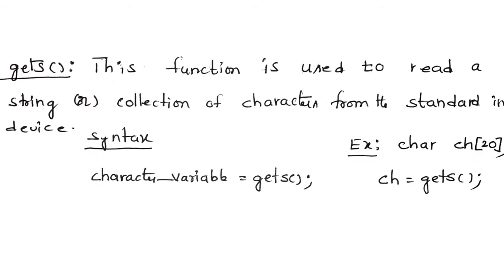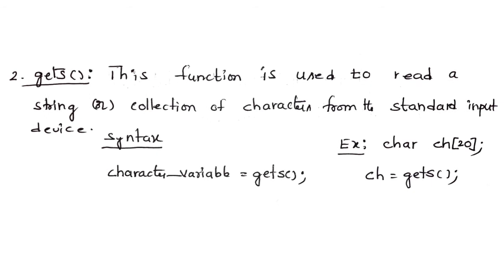Now go to the second one, gets. This function is used to read a string or collection of characters from the standard input device. Means this function is used to read a string. String means a set of characters or a collection of characters which is enclosed between double quotations. That is a string. This function is meant for reading a string from the keyboard, means more than one character.